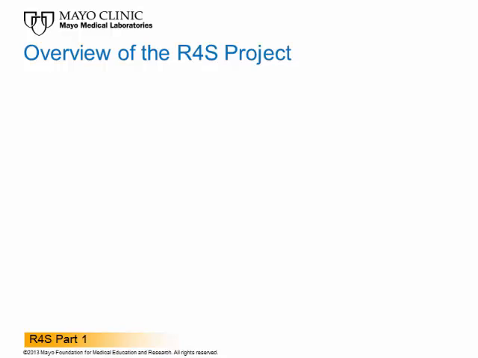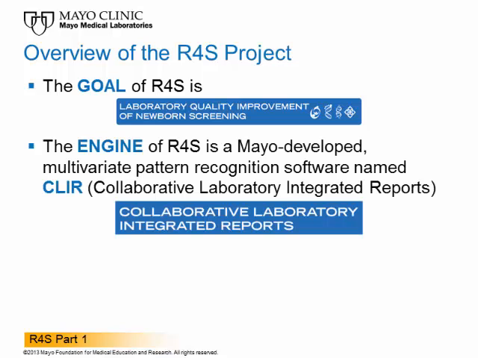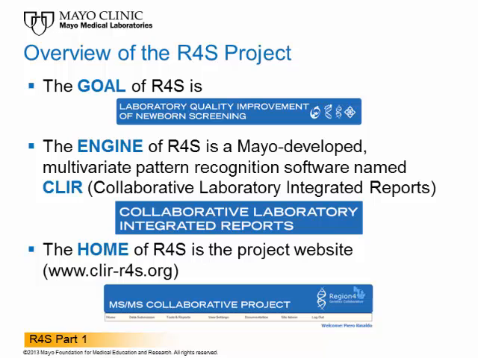To properly frame the content of this presentation, it is appropriate to define the goal and other characteristics of this project. Simply stated, the goal of R4S is laboratory quality improvement of expanded newborn screening. The engine behind this project is CLEAR, an acronym that stands for Collaborative Laboratory Integrated Reports. CLEAR is a multivariate pattern recognition software that can improve significantly the post-analytical interpretation of complex metabolic profiles. Finally, R4S and CLEAR are internet-based.